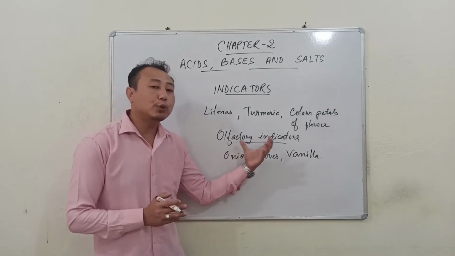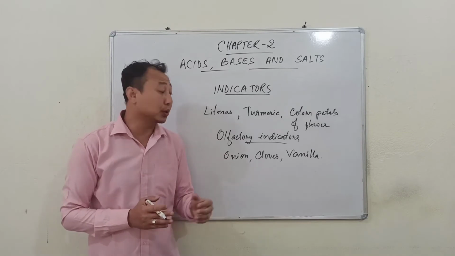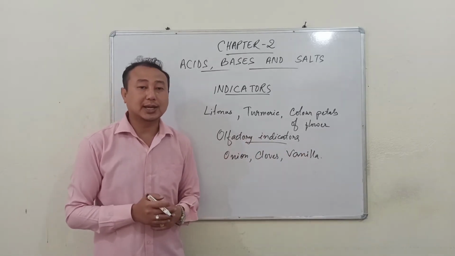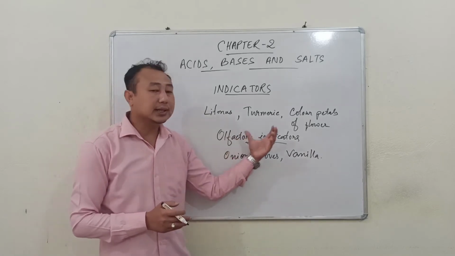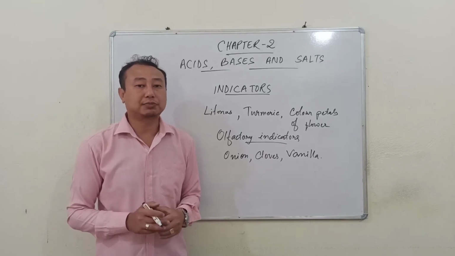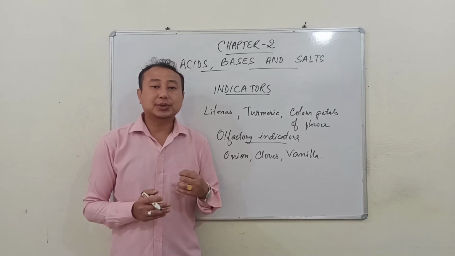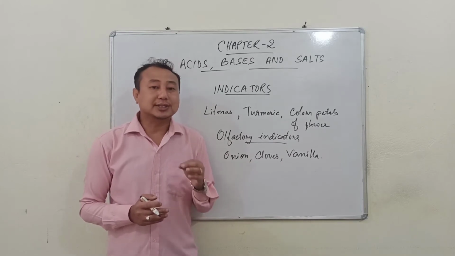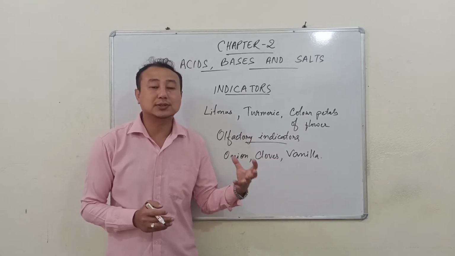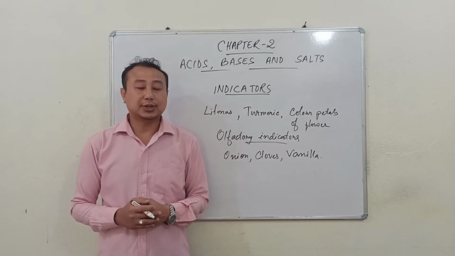But one thing is that olfactory indicators can be used to detect whether a substance is a base, because the base vanishes the smell of these olfactory indicators. But when the olfactory indicators are mixed with an acid, there is no change in the smell. So these olfactory indicators can be used to test whether a substance is a base, but they cannot be used for testing whether a substance is an acid. So these are some of the important things about the indicators.